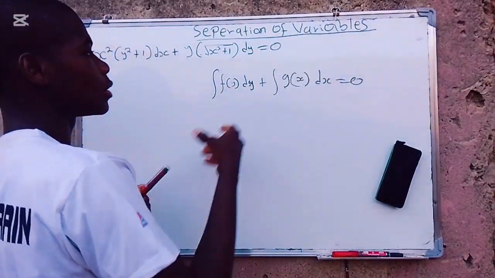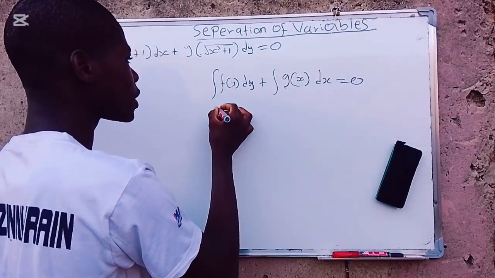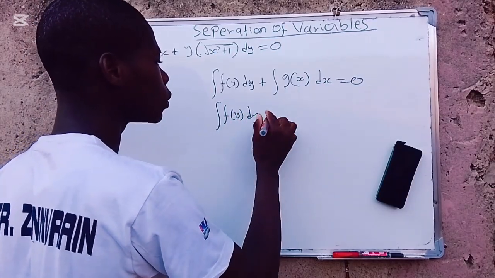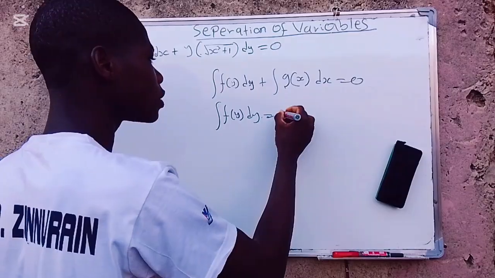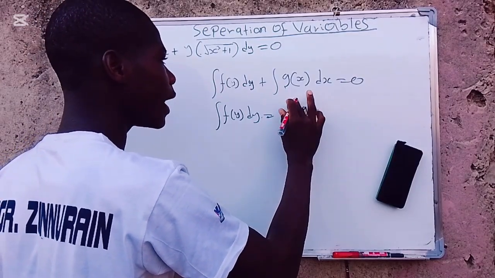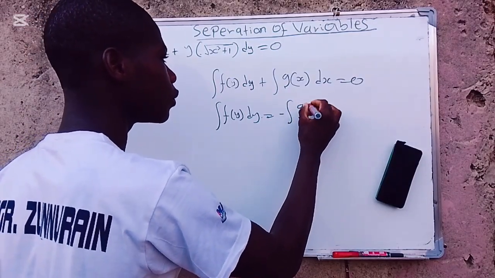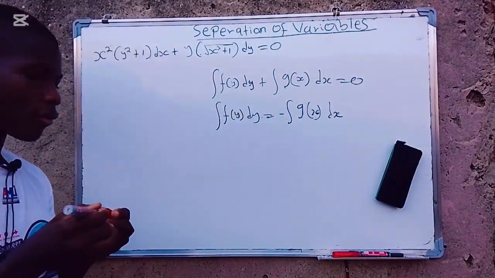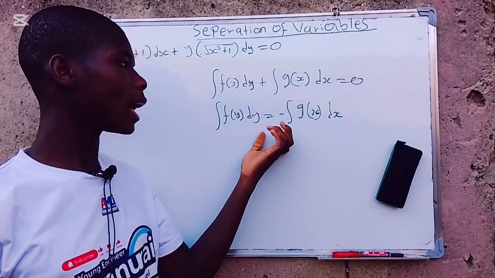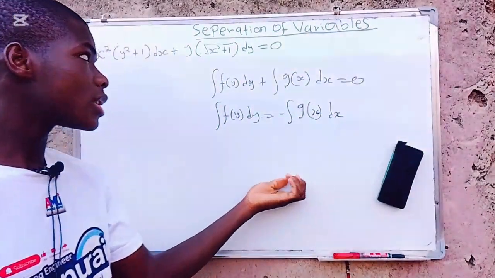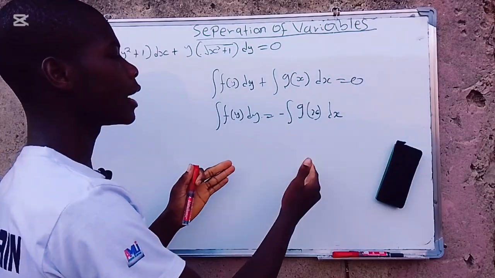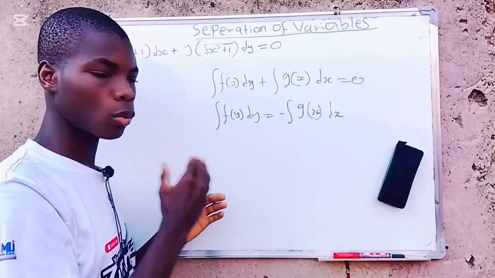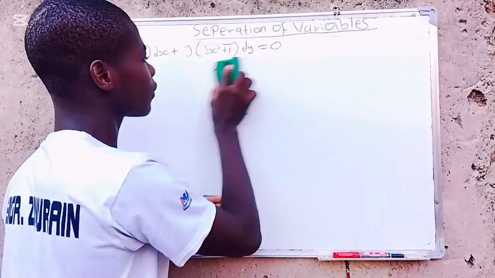After separating, we are going to say this will be equal to f of y dy plus g of x dx. When it crosses the equal sign, it will now be negative g of x dx. So as you can see, we separate y and also we separate x. In separation of variables, after separating the variables, you are going to integrate both sides. Then you will solve for the value of y.